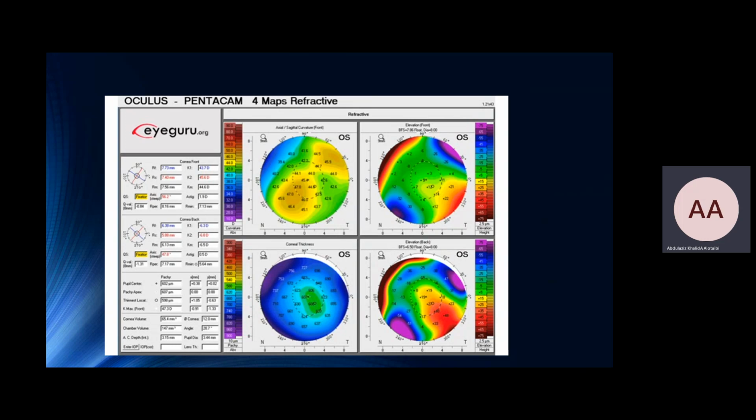The thinnest location is 508. Sorry, 508. And the thinnest location on the Becky apex is exactly in the center, which was 607 microns. So it's slightly inferior. The thinnest location is slightly inferior to the Becky apex of the cornea, to the higher side.